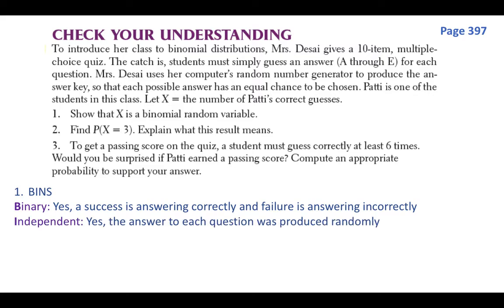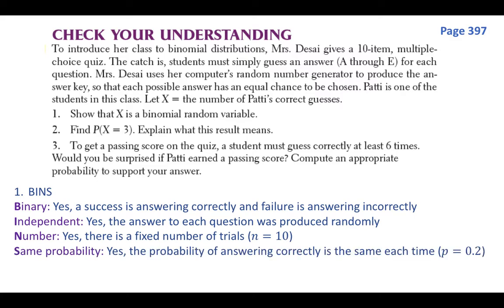The answer to each question was produced randomly, so each question is independent from one another. If you know the answer to one question, that's not going to affect knowing the answer to another question. Number means, is there a fixed number of trials? And yes, there is. It's 10 questions. And then S is for same probability, and yes, the probability of answering a question correctly is the same each time. It's always going to be 0.2 or 1/5 because the answer choices were A through E. There's 5 choices and only one of them can be correct.